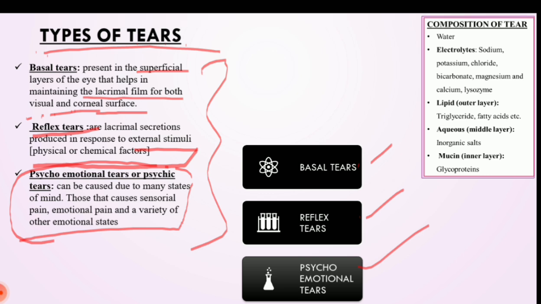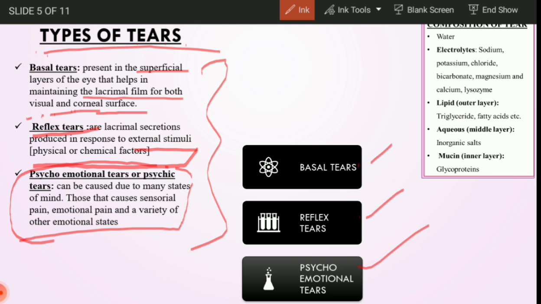Another important table that we have is the composition of tear. Tear is composed of water in the highest percentage, then some electrolytes like potassium, sodium, bicarbonates, and magnesium, and much more. You can read it out from here. Then there is the lipid layer, the outermost layer, the aqueous layer, the middle layer, and the glycoproteinaceous mucin layer.